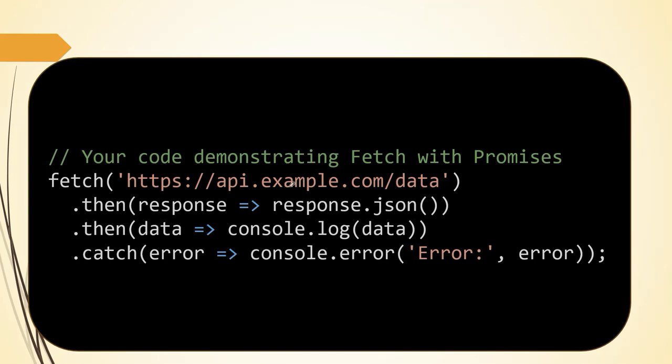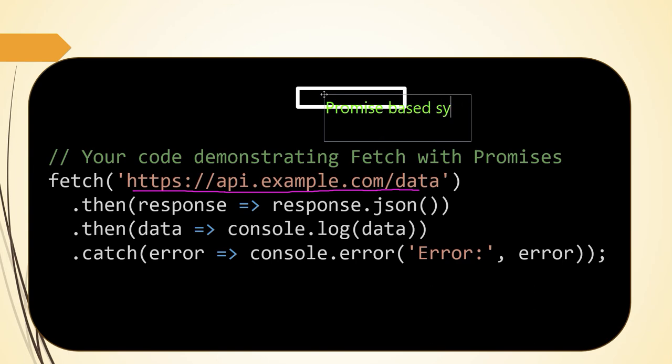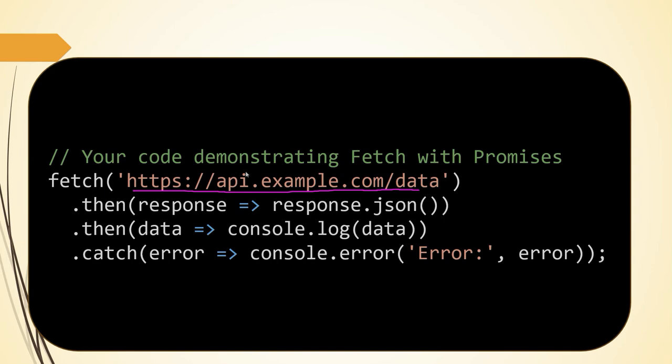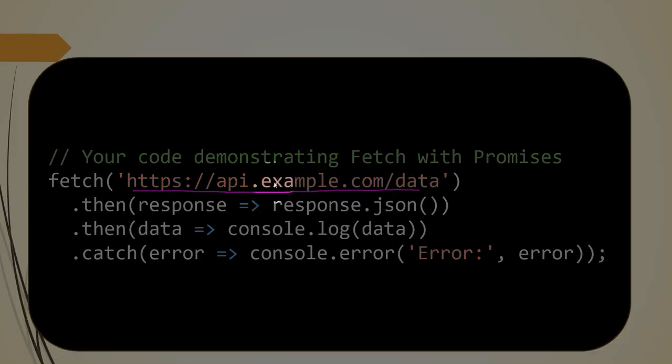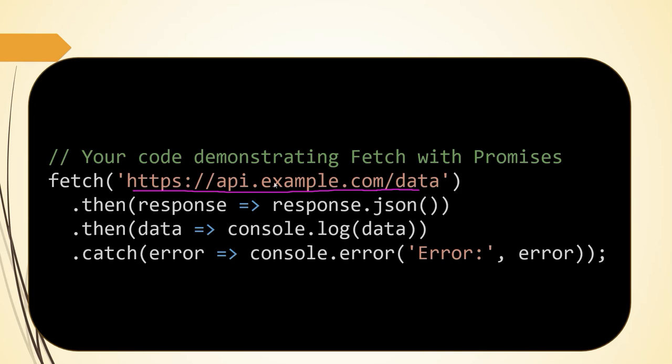So here is a sample syntax of the fetch API. Fetch accepts the URL to which you want to make a request. Then fetch follows the promise based syntax. That means whenever we make a request to the URL mentioned, the response is not going to come immediately. They are called asynchronous calls.